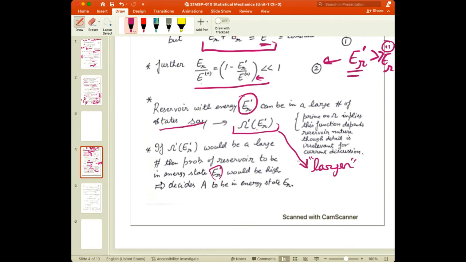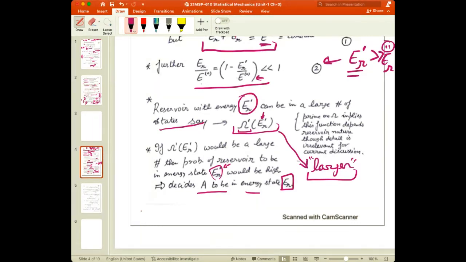Of course, if this ER is varying, now this number of states accessible to the reservoir will also vary. Now my argument is, the larger this number is, the more the probability of the reservoir in that state. So if the reservoir is going to be in a particular state with energy ER prime, then the probability of A is also going to be high in the state with energy ER. So this is a very strong argument basically.